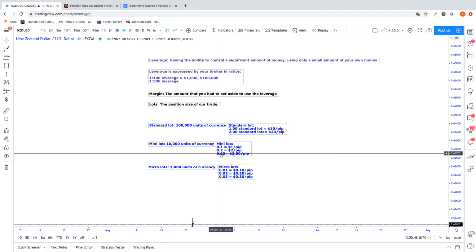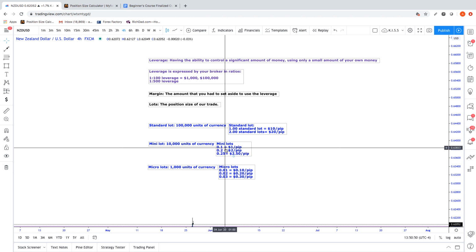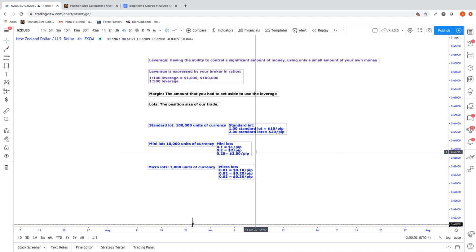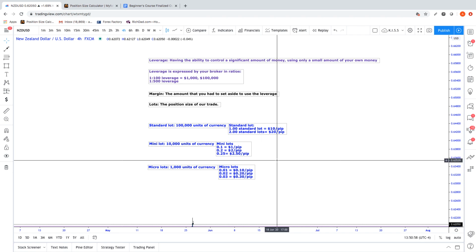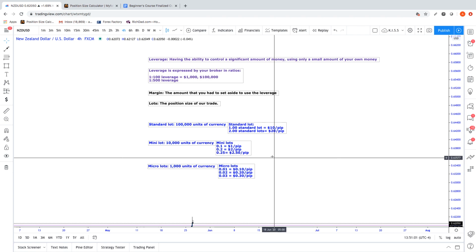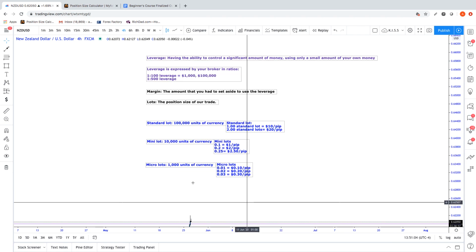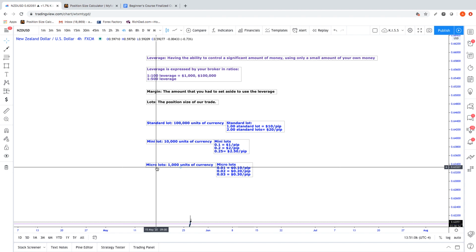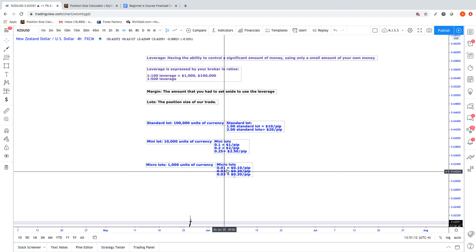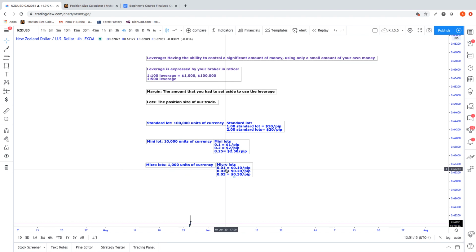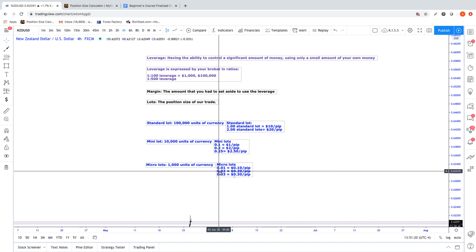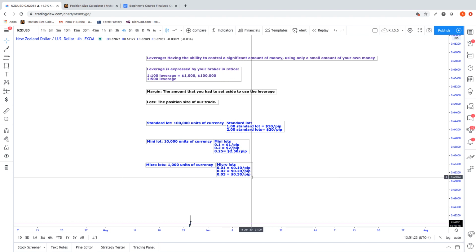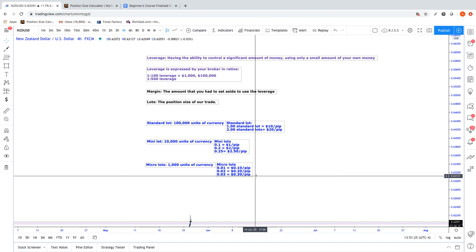0.2, and obviously these are multiples of the mini lot, would yield $2 a pip if it goes in your favor, and $2 a pip against you if it goes against you, and so on and so forth. Down the next level is the micro lot. You can control 1,000 units of currency. A 0.01 lot size yields you 10 cents per pip. 0.02, 20 cents a pip. 0.03, 30 cents a pip. You get the gist.